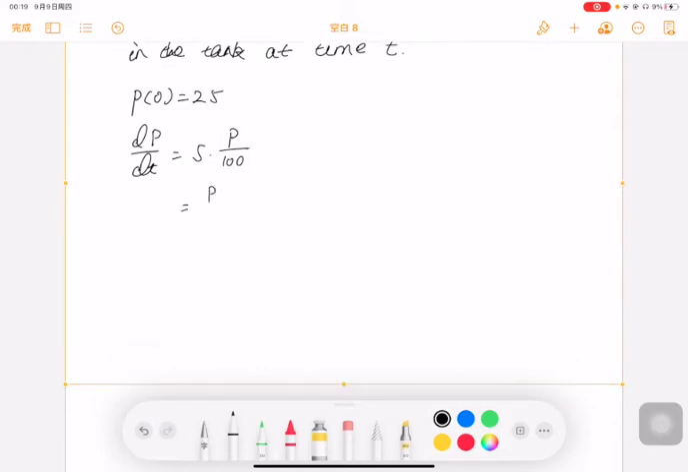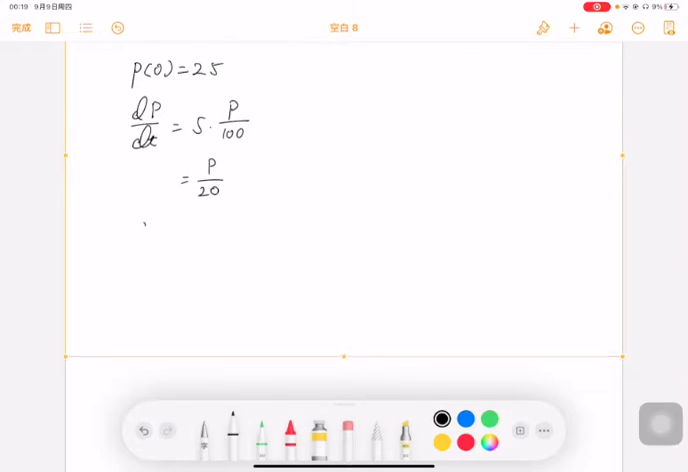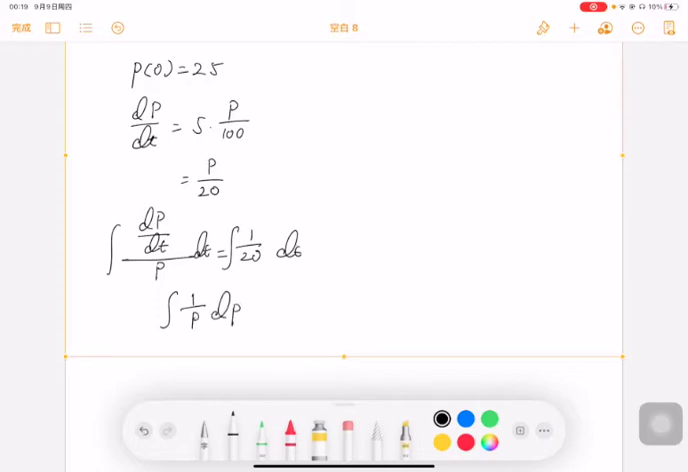Okay, so this is, to simplify it, you get P over 20, and this is a separable equation. So you get dP/dt divided by P equals 1 over 20 times dt. And of course, you integrate both sides with respect to t, so you get this. The left-hand side becomes 1 over P dP, and the right-hand side is 1 over 20 dt.